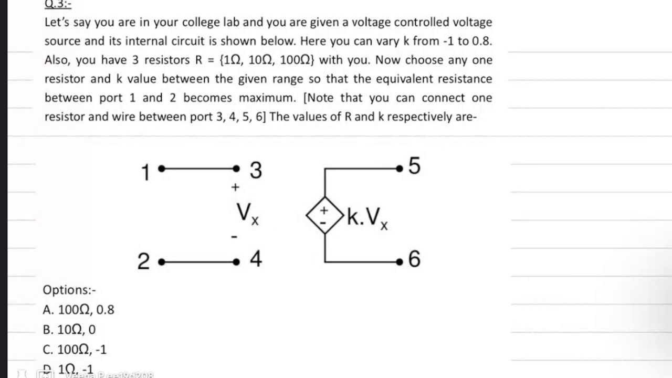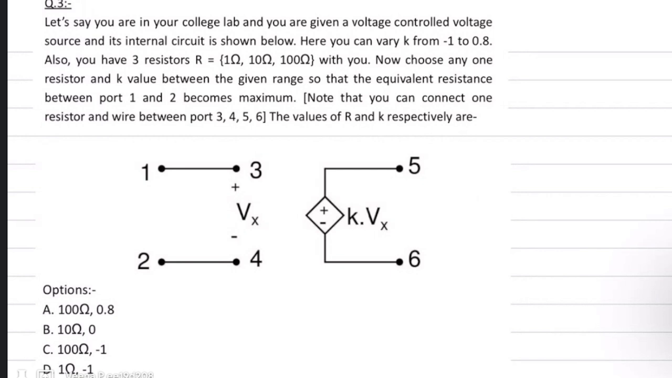Now choose any one resistor and K value between the given range so that the equivalent resistance between port 1 and 2 becomes maximum. Note that you can connect one resistor and wire between port 3, 4 and 5, 6. The values of R and K respectively are.